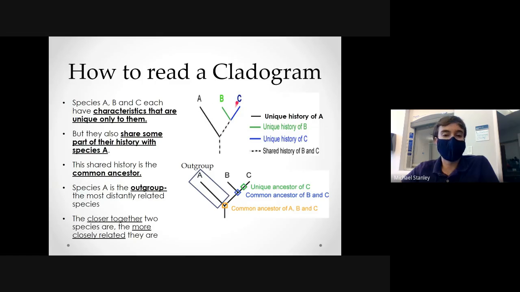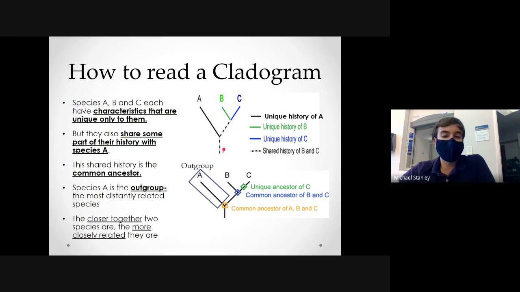So here we have a slightly different cladogram. We have A, B, and C. So again, A, B, and C are all three different organisms, three different animals or plants currently living on Earth. And they all have characteristics that are unique to them, right? So the big thing that a cladogram does is that it groups organisms based on traits and characteristics that they either do or don't have.